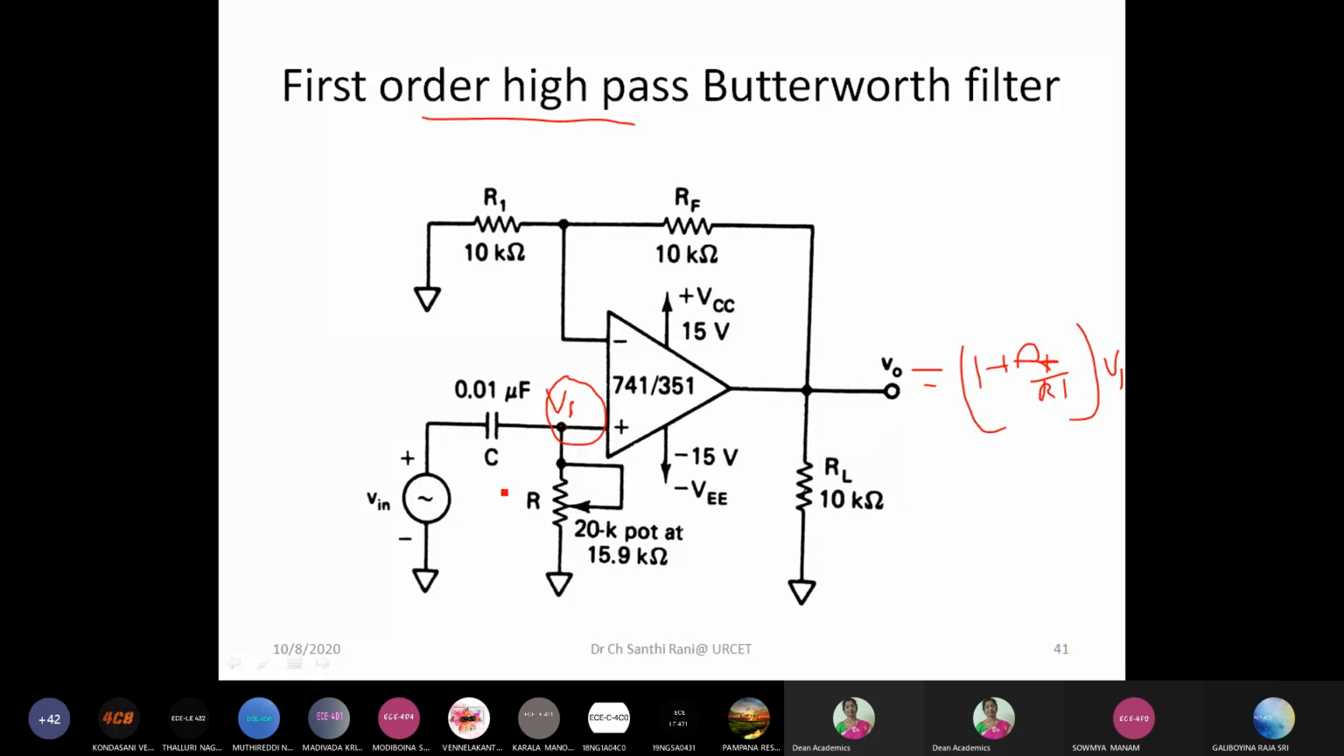So therefore now we apply the voltage divider rule, right? Just now we have done it, once again I'm telling you. According to the voltage divider rule, V1 is equal to V in into R divided by R minus jXC. That means required branch impedance divided by total impedance into V in.